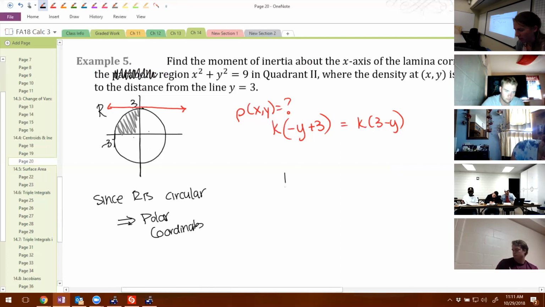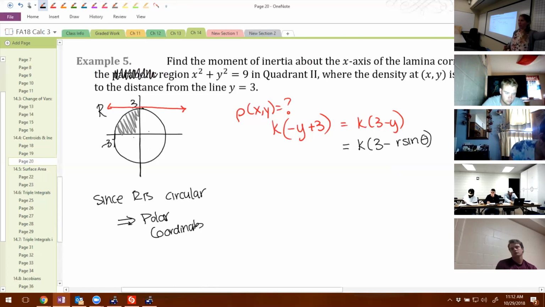All right, so set up inertia about the x-axis. Actually, before I set that up, let's be a little more clear since I wasn't clear enough before. We're going to need to rewrite our density function in terms of polar coordinates. So how can I do that? How can I take this density function we have and write it in terms of polar coordinates? Change the y. So we still have k, we still have 3, but now y is going to be r sine theta.